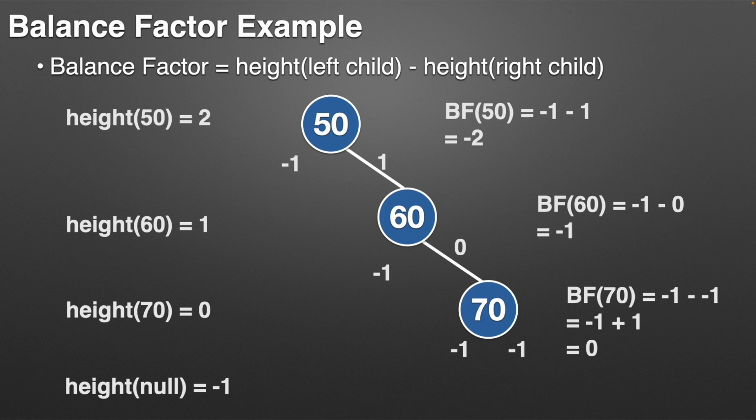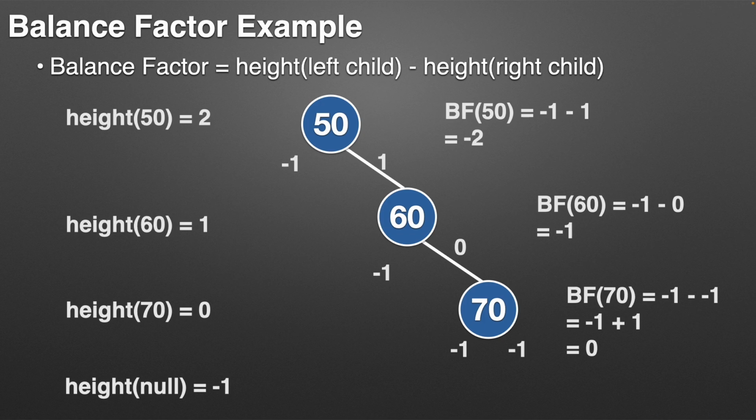So when we get up to this root node in this case, now we have its left child is also null, so -1. Its right child is 60, which is a height of 1. And so that gives us -1, minus 1, and that gives us -2 as the balance factor for 50. And so that's outside of the range.